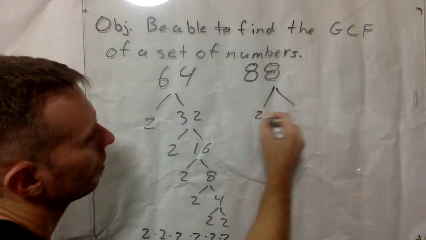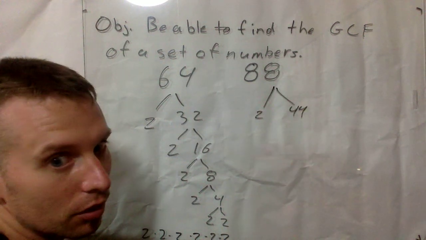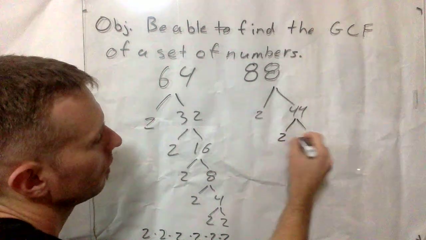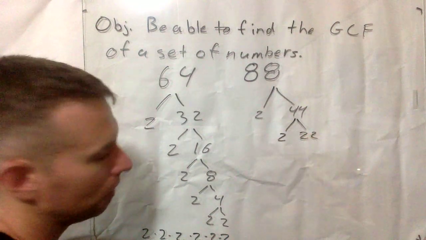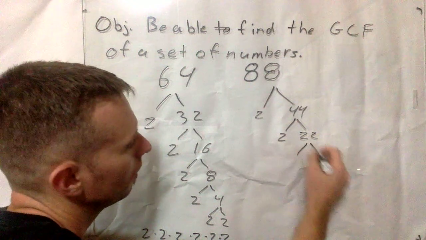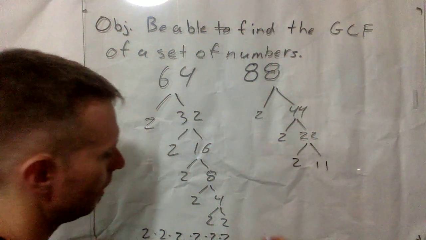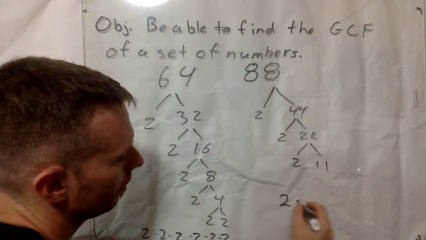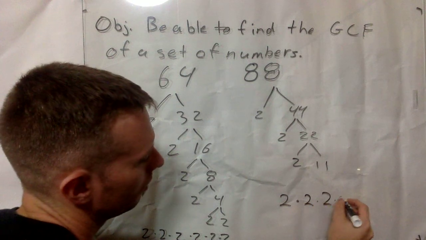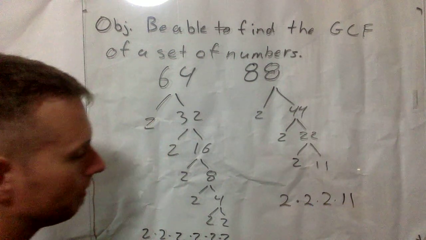Let's do 2 times 44, 2 times 22, and again 2 times 11. So we have over here 2 times 2 times 2 times 11.